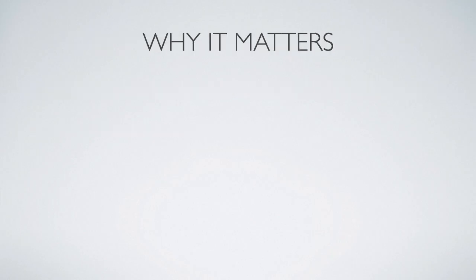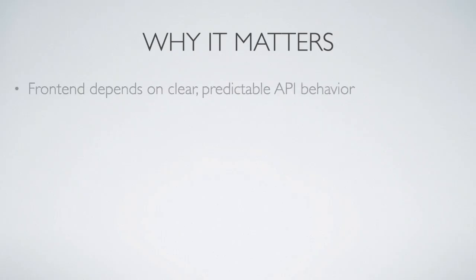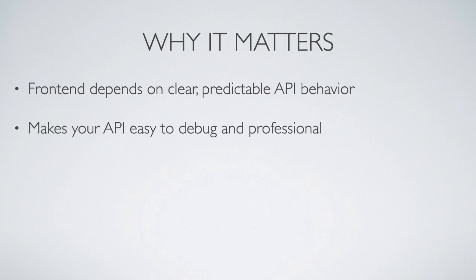Now, these methods and codes might look simple, but they are critical. If your API doesn't follow these rules, front-end developers, mobile apps, or even third-party integrations will struggle to use it. When we follow the convention of HTTP methods and return the correct status codes, we make our API predictable, easy to debug, and professional. Let's move on to the next video and learn about API versioning.